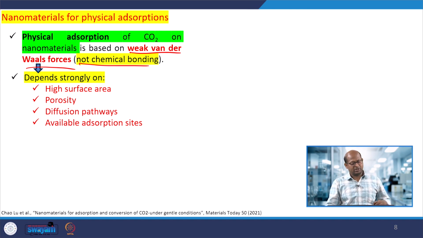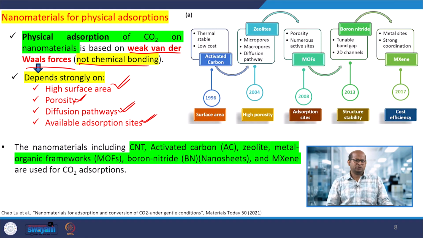The adsorption of CO2 on the nanomaterials depends on many factors: the surface area of the nanomaterials we have prepared, the porosity of the nanomaterials, diffusion paths, and availability of adjacent sites. If we are able to prepare nanomaterials having high surface area, high porosity, and more adjacent sites, then that would help us get more of the CO2 present in the flue gas, which we can capture and separate out, in physical adsorption methods.